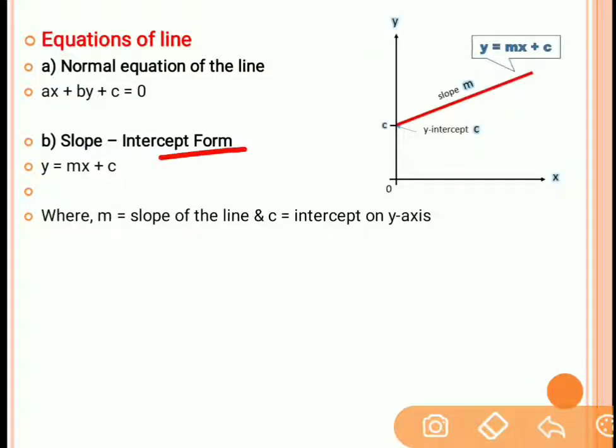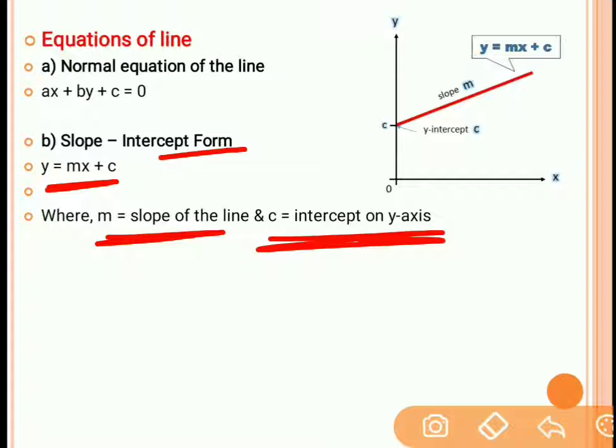The slope-intercept form of the line is y = mx + c, where m is the slope of the line and c is the intercept on the y-axis. What is the intercept on the y-axis? Let us consider this line y = mx + c. m is the slope of this line.